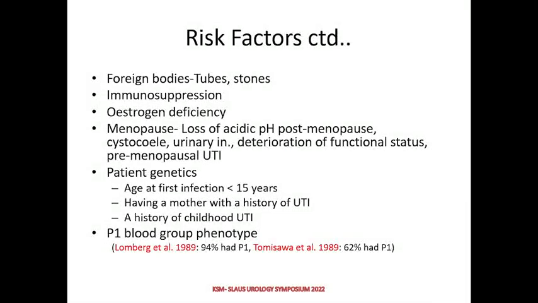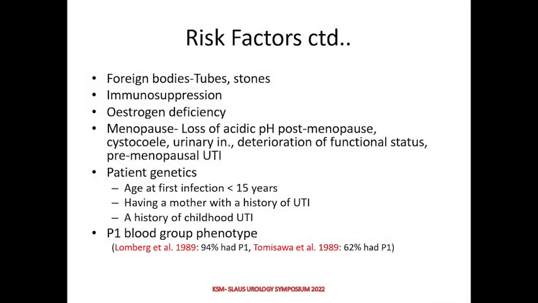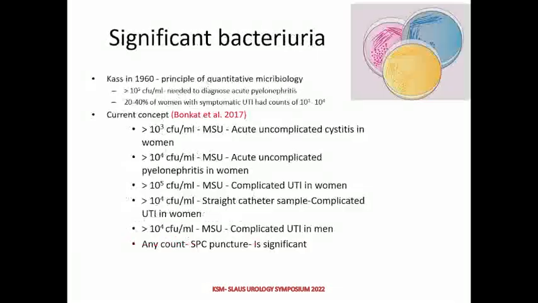And pregnancy, foreign bodies, immunosuppression obviously, estrogen deficiency, menopause. There are many causes due to loss of acidic pH: postmenopausal state, presence of pelvic organ prolapse, urinary incontinence, deterioration of functional status of the patient, and there is evidence of a history of premenopausal urinary tract infection. Genetics play a part there. Presence of childhood infection, first episode of urinary tract infection before the age of 15, and if the mother had a history of UTI, there is a chance of urinary tract infection. And blood group: those with the P1 blood group phenotype have susceptibility to urinary tract infection.